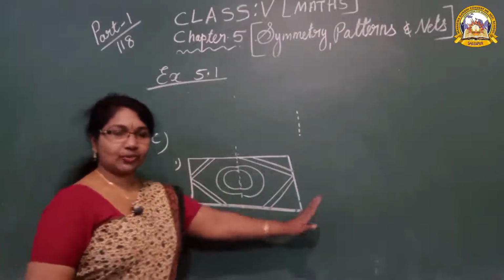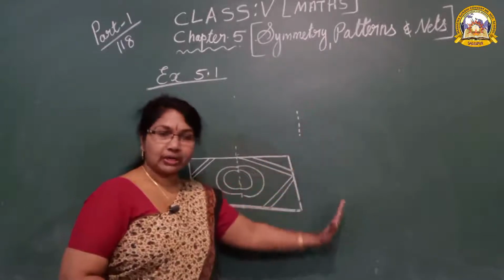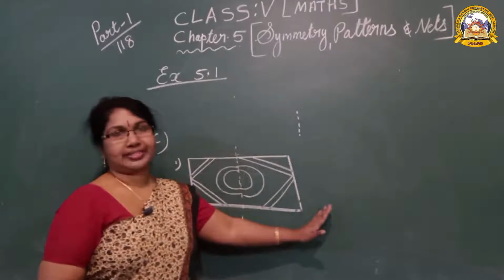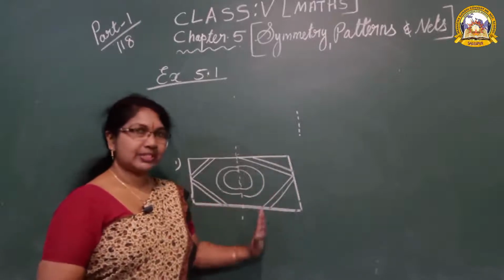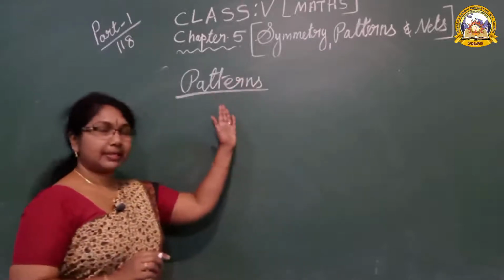Then two questions: one flower is given, one capital letter H is given. So in the middle there is one dotted line. You have to draw the remaining half parts like that. Understood now? Very easy now? Symmetry, okay.